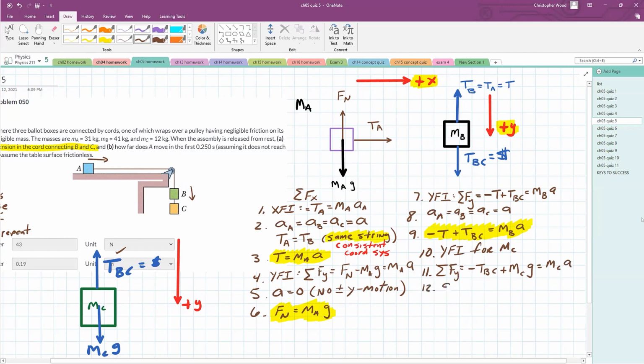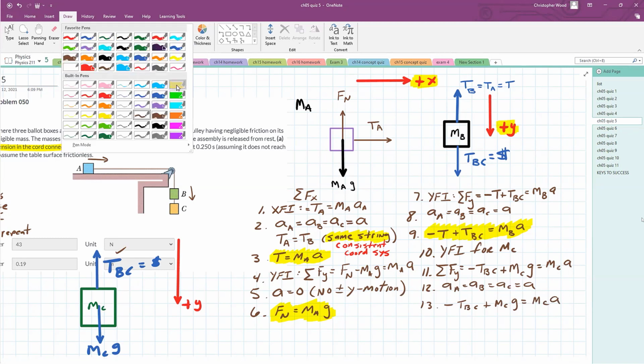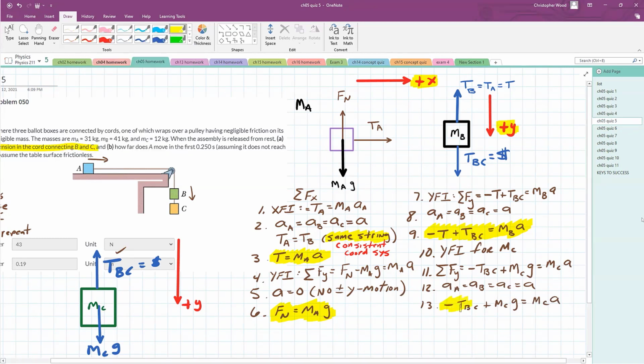For the third time, acceleration on block A is the same as B and C, and we're just calling it A. All right, so number 13, this is what I get. Negative TBC plus MCG, again, nothing new here, equals MCA, and that's it. And now I have to go back and fix a mistake I made.